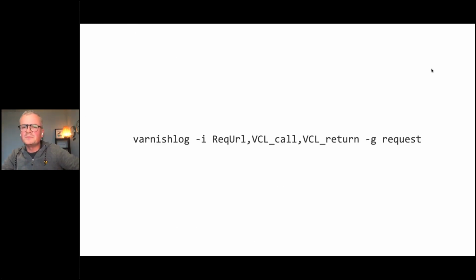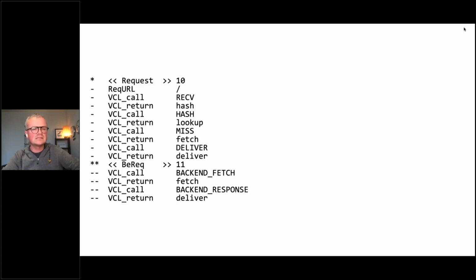But what you can do, and that is what makes Varnish log both Ariana's and my favorite tool, is you can filter things out. You can limit the output. So in this case, we only care about the request URL and what happened behind the scenes. So this is it. Care to elaborate what happened here, Ariana?